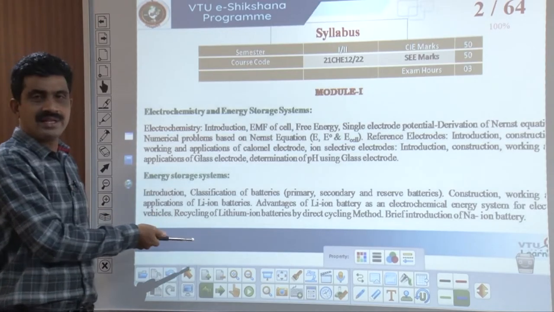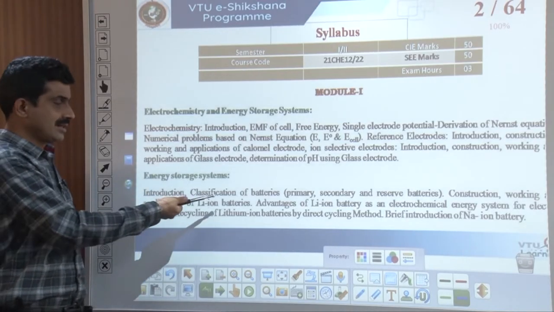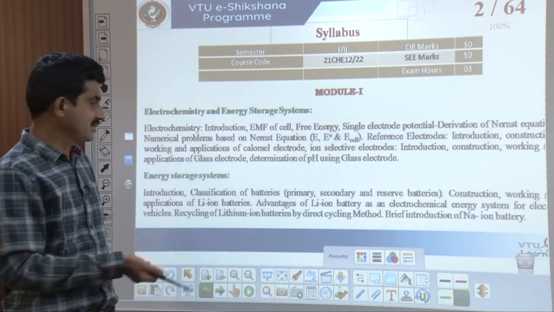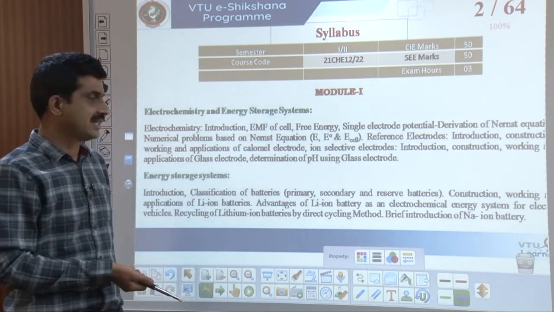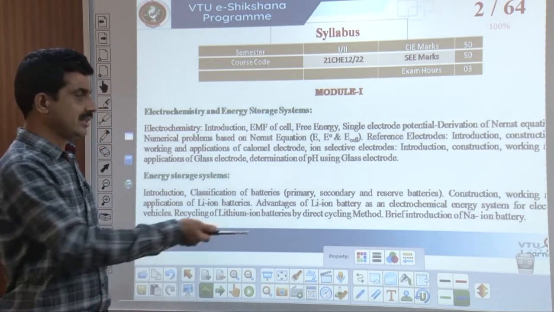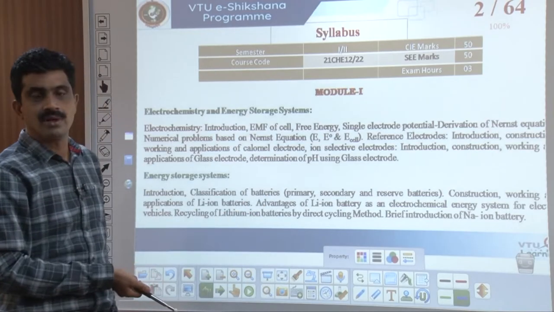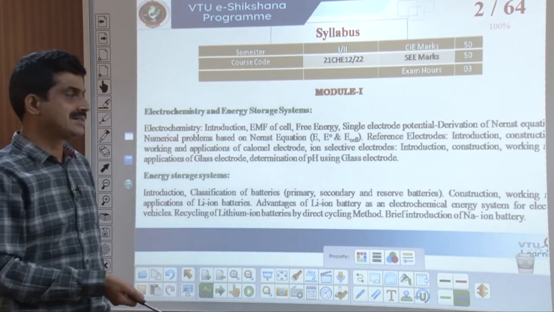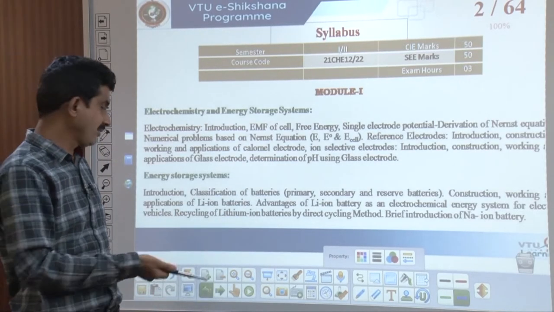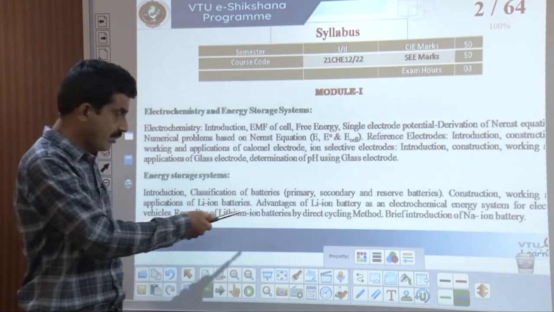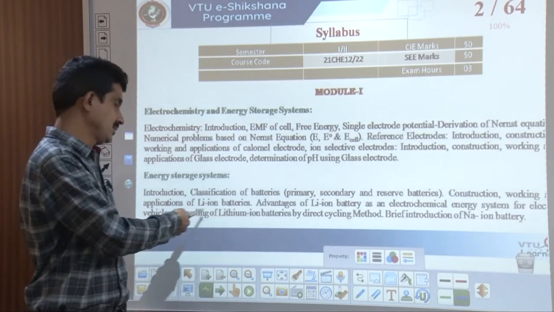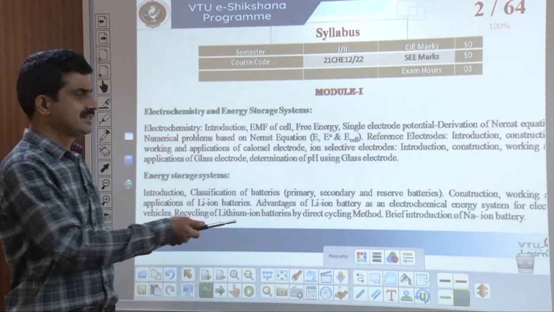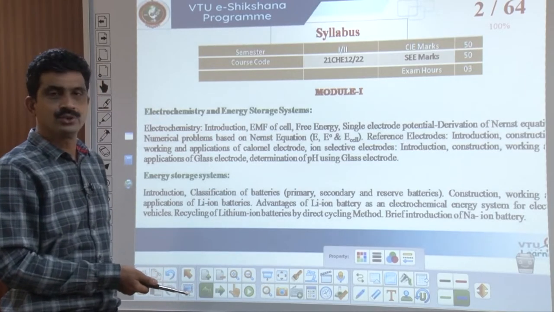Then second chapter is on energy storage systems, batteries, what is a commercial cell, then what are the characteristics of batteries, then classification of batteries, primary, secondary and reserve batteries, then the construction and working applications of lithium ion battery, a secondary battery, then the advantages of lithium ion battery as an electrochemical energy system for electric vehicles, then how lithium ion batteries are recycled, so recycling of lithium ion batteries by direct recycling method, then brief introduction of sodium ion battery.